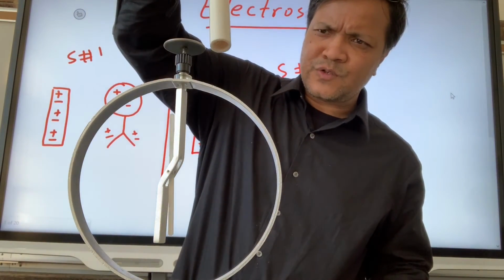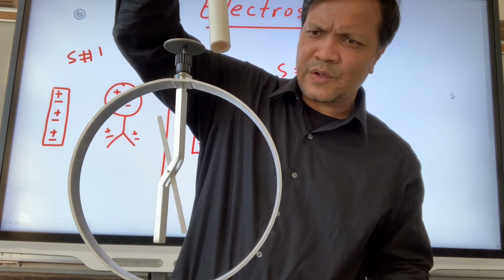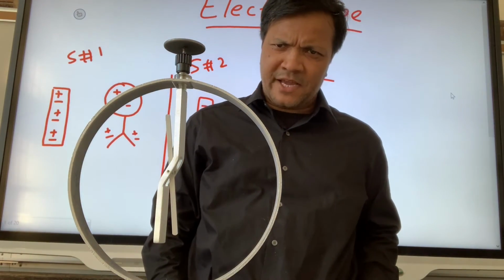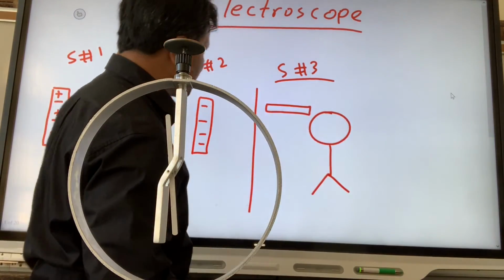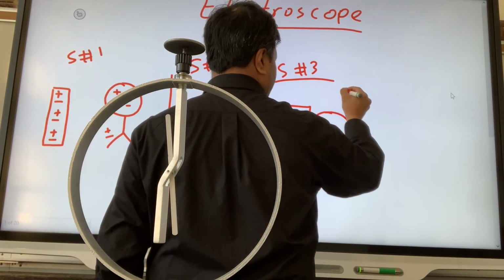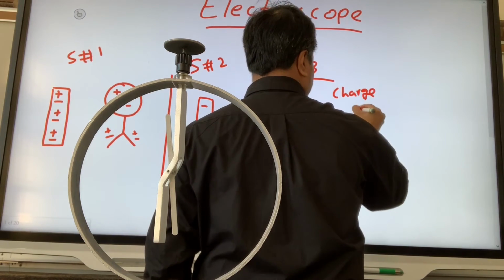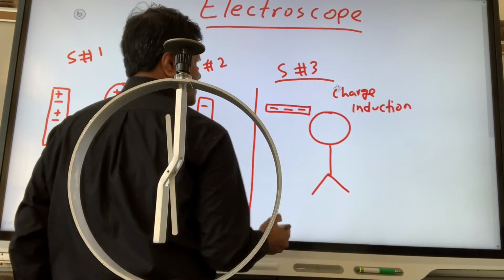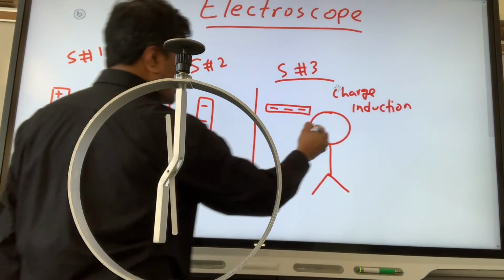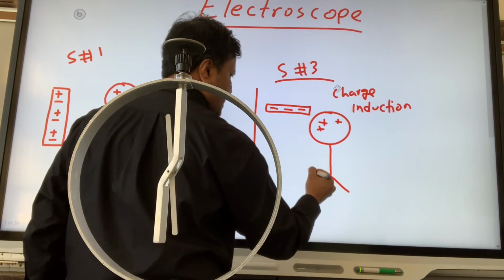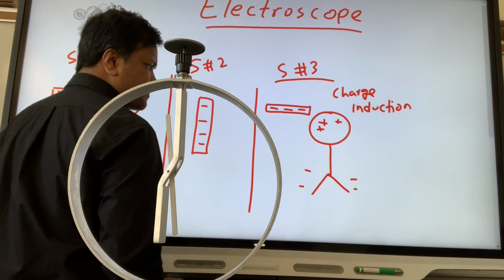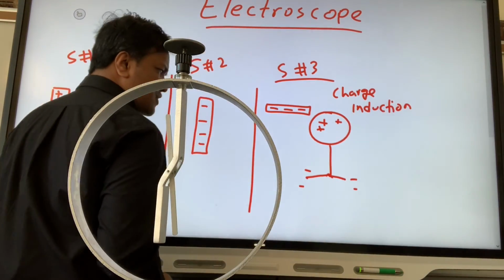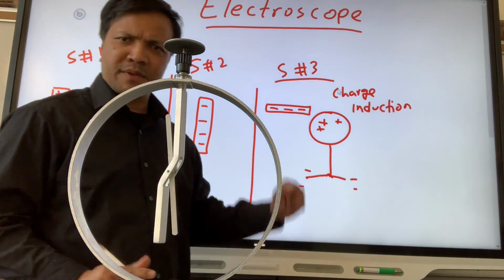Now I'm going to bring it close. I did not touch it, so this is called charge by induction. Let's see what is happening. This is negatively charged, so all the positive is going to remain over here and all the negative is going to come over here as far as possible, so they repel each other. That's why the leaves go away from each other.